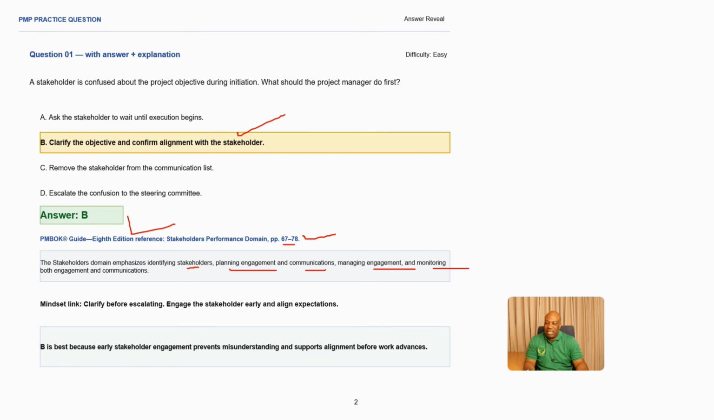So what is the mindset that we can use, or that was used to eliminate here? Clarity before escalation, engage stakeholders early. This is the mindset. It makes B the best answer because early stakeholder engagement prevents misunderstanding and also supports alignment before work advances. So we have answered this question. We have made reference to the PM book pages, and what it states, which is also here. And we have also applied a mindset to answer this question. So B is the correct answer.